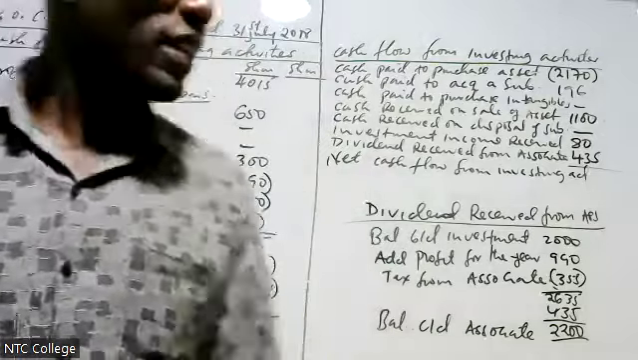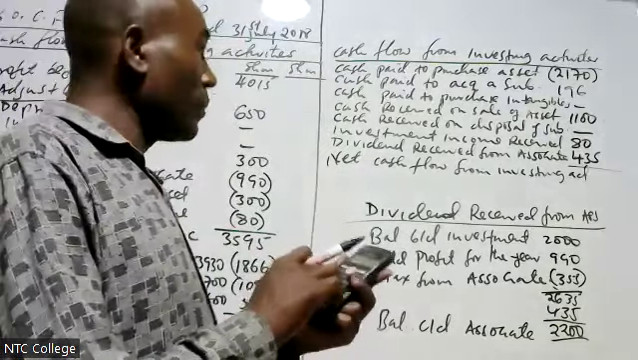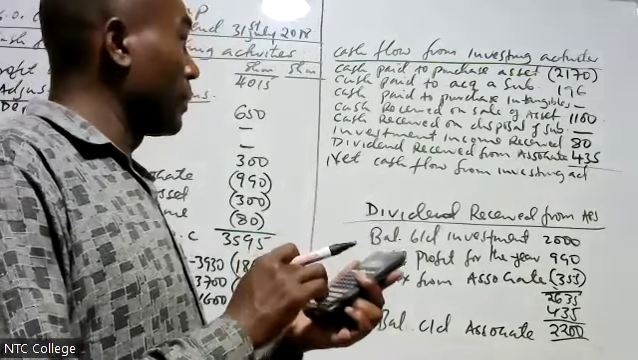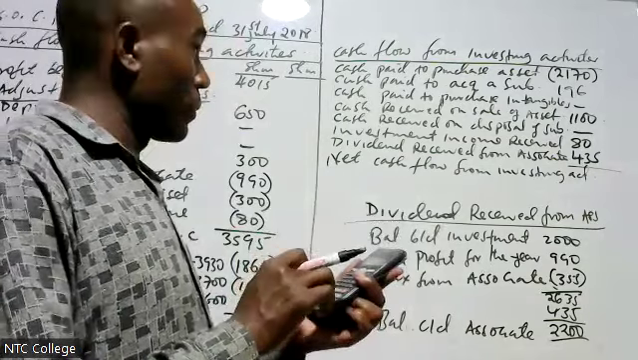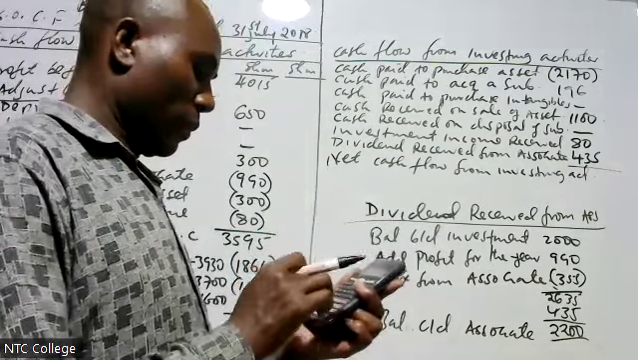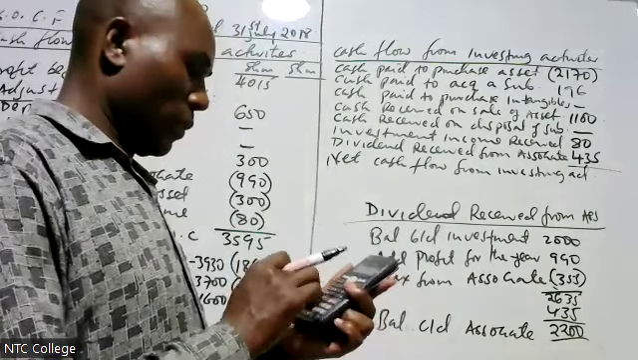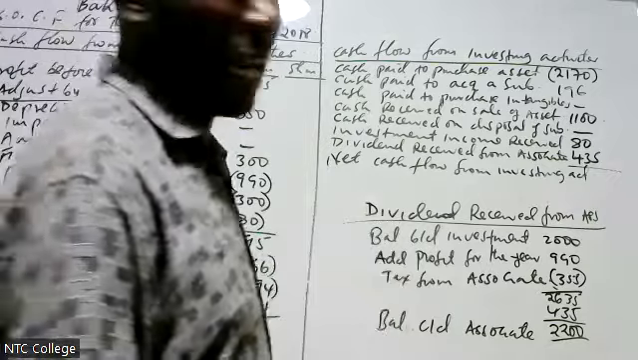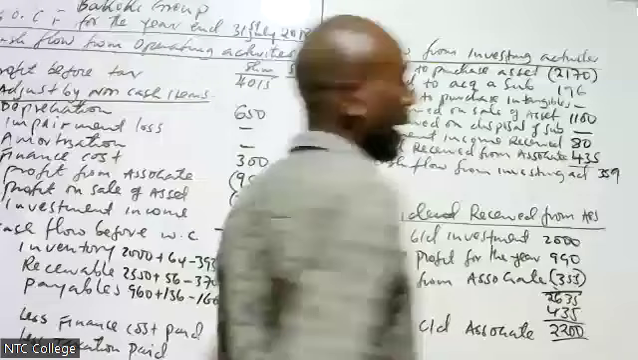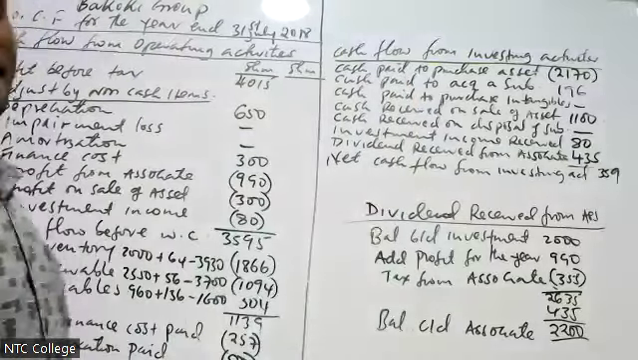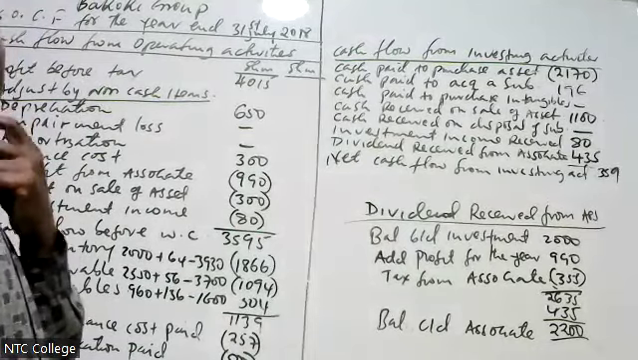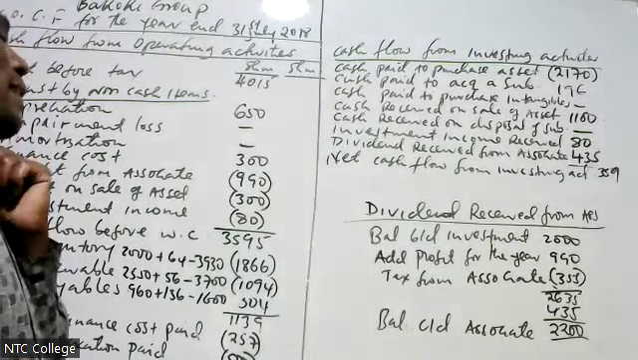Then we get the net. I'm getting 2,170. Net cash flow is 359.